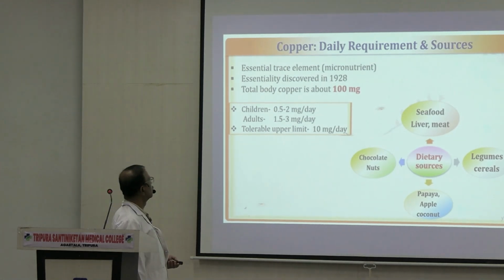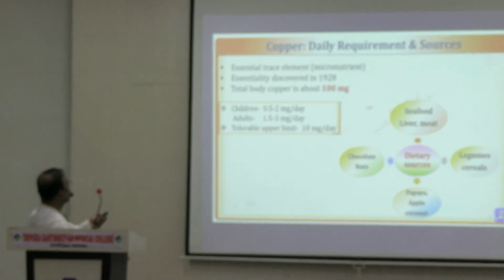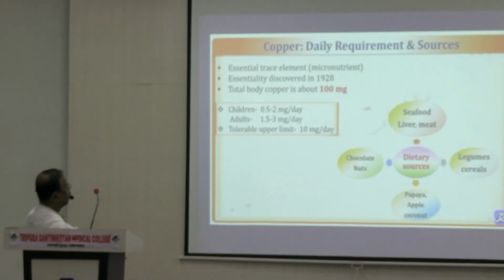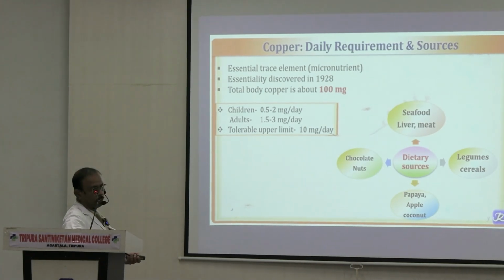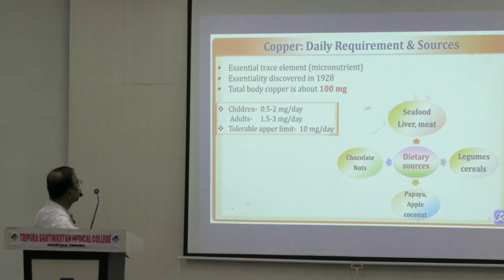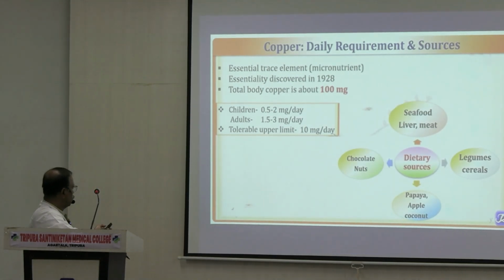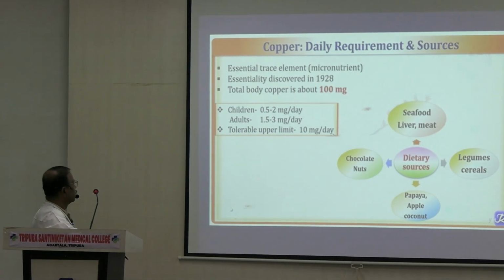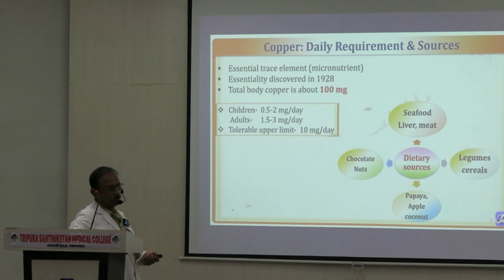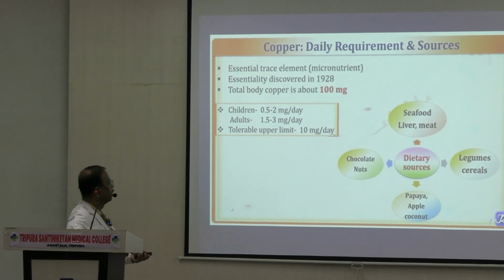So copper is also a trace element. Total body content of copper is 100 milligram. The recommended daily dose of copper is 1.5 to 3 milligram for adults and 0.5 to 2 milligram per day for children. Tolerable upper limit is 10 milligram. You should not take more than 10 milligram, otherwise it will cause GI problems.